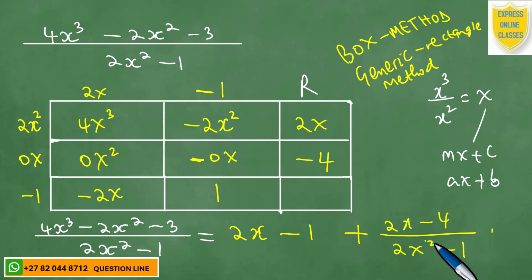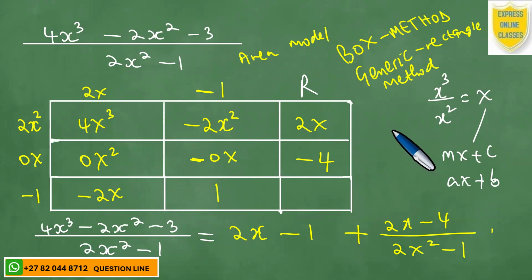So in other words, we've been able to perform polynomial division by using what you call the box method, or the generic rectangle method, or sometimes the area model. Obviously, that is what we can call this here, the area model as well. And we shall continue with our polynomial division.